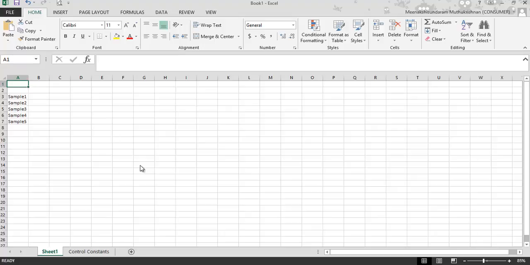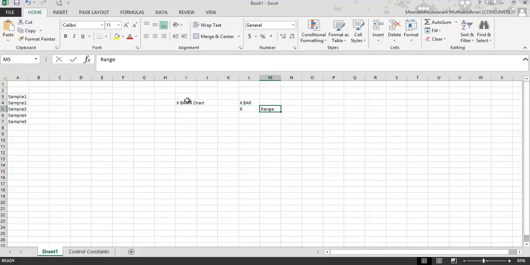Hi, welcome. Here we are going to understand the exact usage of the Xbar R chart. This is a chart which actually creates two different charts, the Xbar chart and the R chart. R is nothing but range, and X is the average.